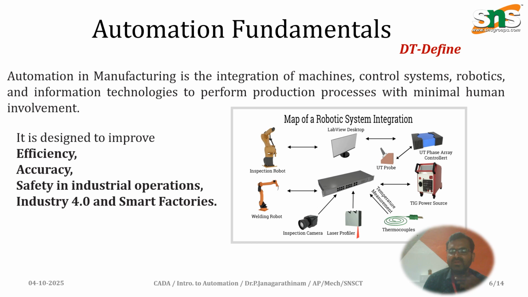Automation means we have to integrate machines, control systems, robotics, and information technologies to perform a production process with minimum human involvement. So in this video, I am going to discuss elaborately what the stages present in our automation system are.